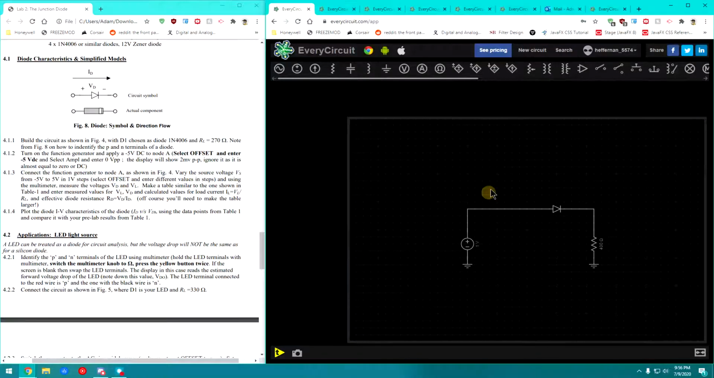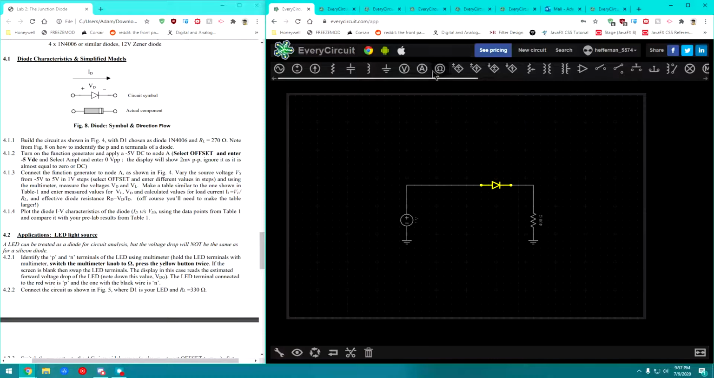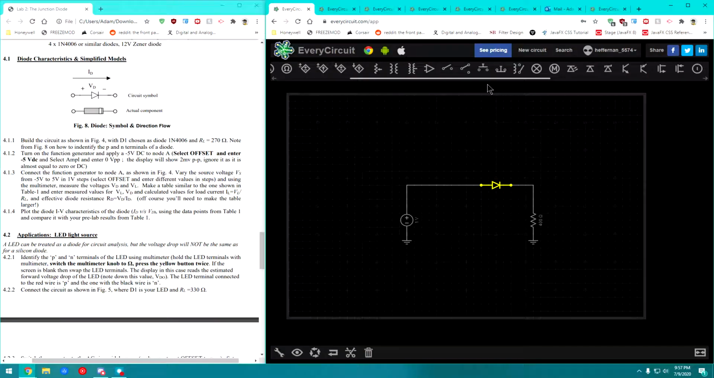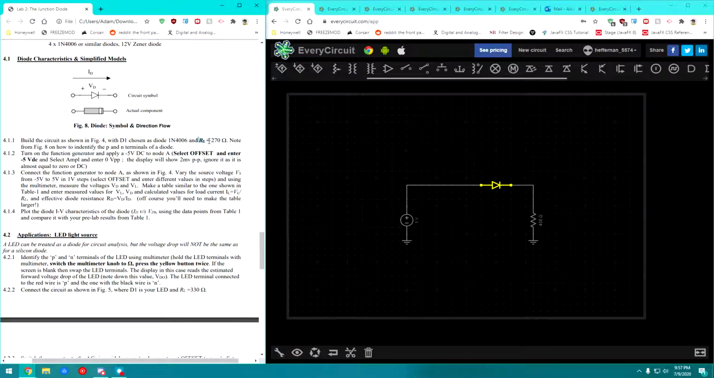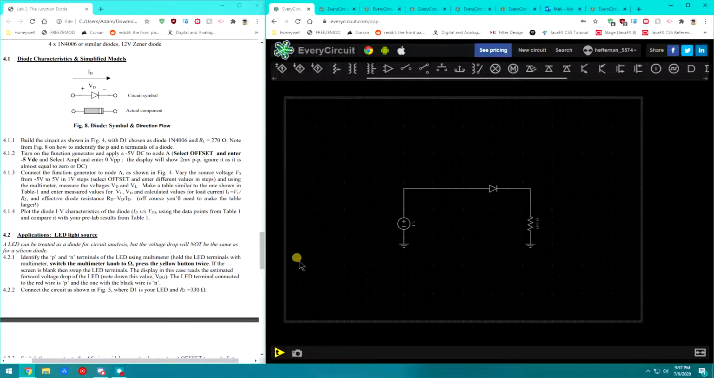The first thing we're going to do is pull down a diode. That's from up here; you're going to pick a diode here. Once you do that, you can set your RL to 270 ohms. I have 400 ohms chosen down here just for the sake of this experiment. And it's asking you to vary the variable supply from negative 5 volts to positive 5 volts in variations of 1 volt.